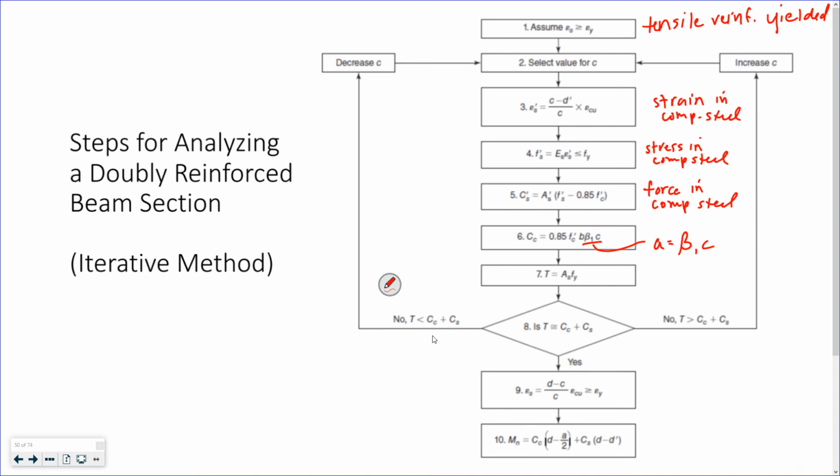If no, if my tension force is less, then I need to decrease my amount of concrete in compression, so decrease c. If the force in my tension steel is greater, because remember this T isn't going to change, really just what you're changing are these two values, I'm going to increase my c. I need to increase how much of my concrete is in compression, and as a result that would increase the strain in my compression steel, which would increase the force in it.